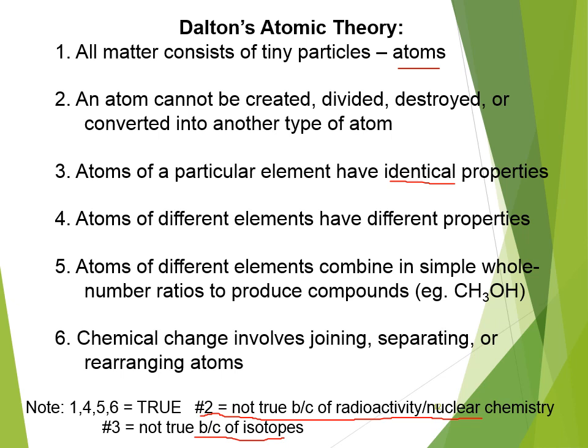The rest of the postulates are still true. Atoms of different elements have different properties. Number 5, atoms of different elements combine in simple whole number ratios to produce compounds. So all this means is later on when we look at chemical formulas, you'll see that when atoms combine, it's always whole numbers. So these subscripts represent the number of atoms that are in that particular compound. And you'll never see half an atom combined with 3/4 of an atom.